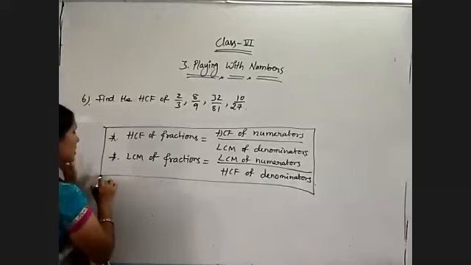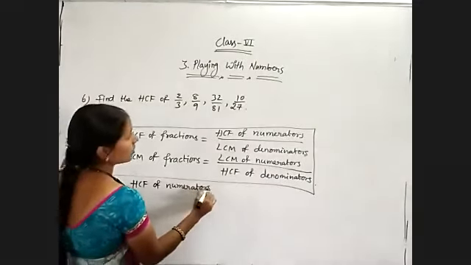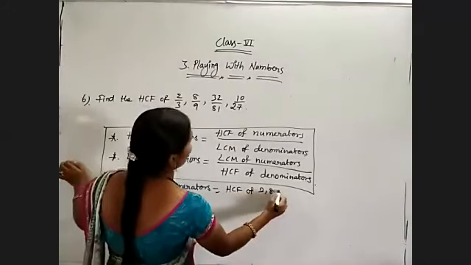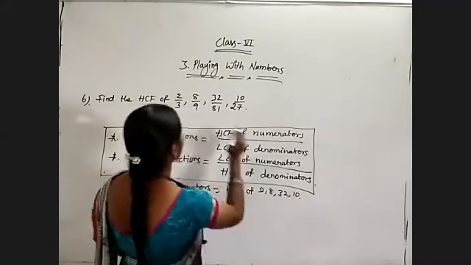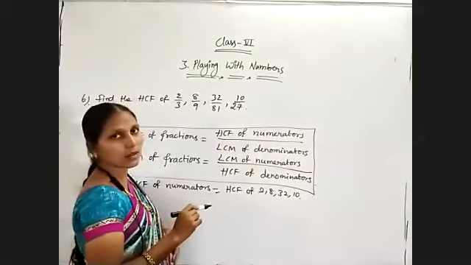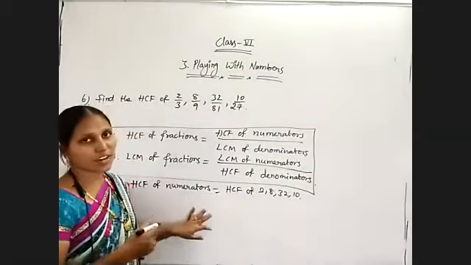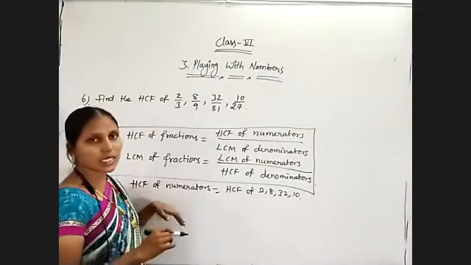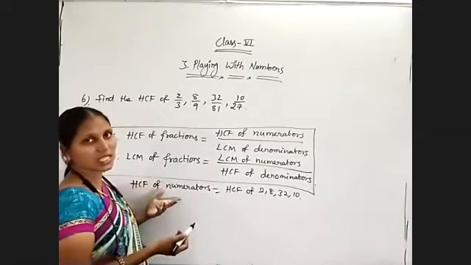That is equal to HCF of 2, 8, 32 and 10. 2, 8, 32, 10 are the numerators, so find out their HCF. If you want to use the prime factorization method, that is your wish, otherwise the division method. I am using the division method only because that is very easy to do.